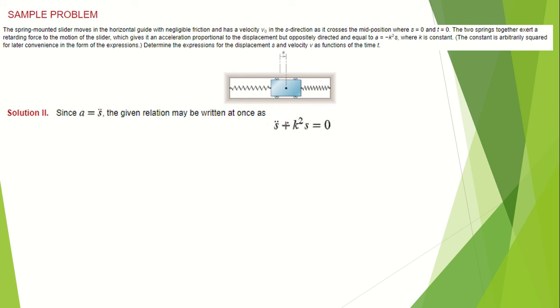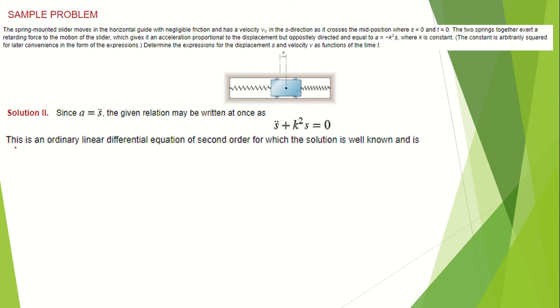S double prime, or s double dot, plus k squared s. The double dot here indicates the second derivative: you take the first derivative, and then take another derivative. So it means that you take the derivative of the displacement twice, equal to 0. Okay, so this is an ordinary linear differential equation of the second order for which the solution is well known.